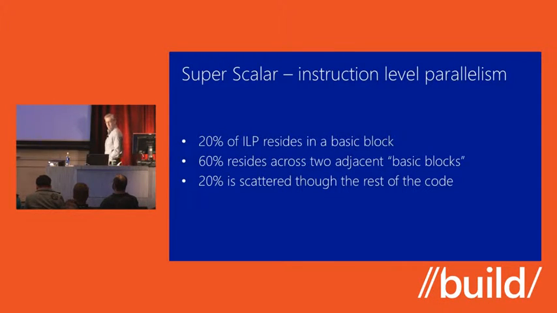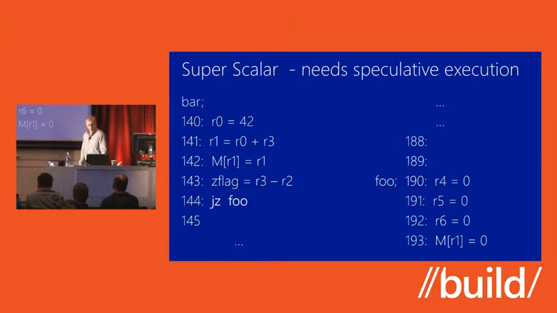You can say that there's an enormous amount of data by compiling all of the code inside Microsoft. And what everybody has found is that about 20% of the instruction-level parallelism resides within a single basic block. The next 60% is across two basic blocks, and then the rest of it is scattered throughout the rest of the program where you have to do really serious code motion. So in order to get 80% of the instruction-level parallelism, the architecture needs to be speculative. And bear with me for a minute, and I'll explain why this is important to understand.